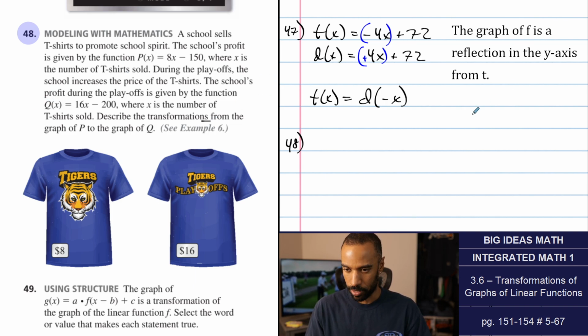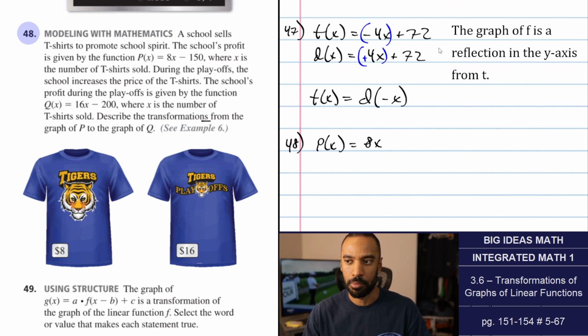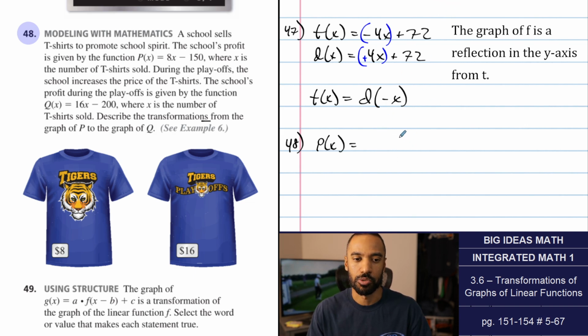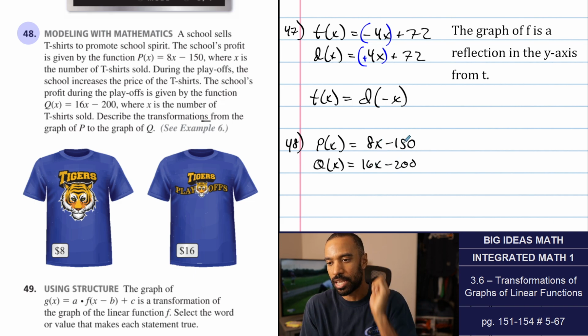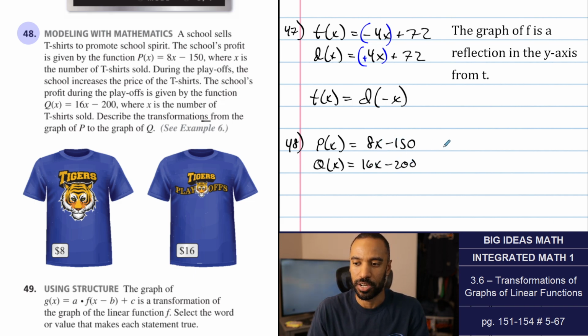So I'm going to write the equations, but the next one sounds like there was higher cost. Maybe it was for what they had to do by having them be special, or maybe it's just because they made more of them. But the cost is more on the playoff ones, but they're also selling them for more. But we're just talking about transformations, right? So we have to somehow go from 8x to 16x. We somehow have to go from negative 150 to negative 200.